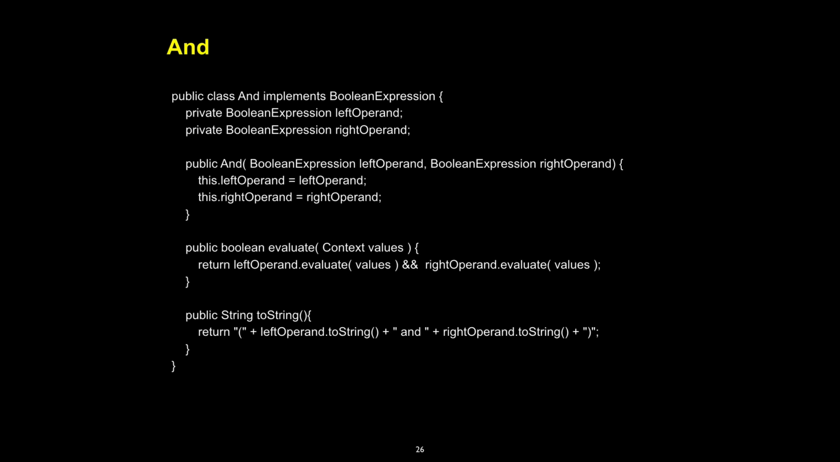And then the toString is sort of nice, because then you can actually see what's going on. When you're debugging these things, if you get the tree wrong, it's going to get the wrong result, and you're going to be like, why, what's going on?